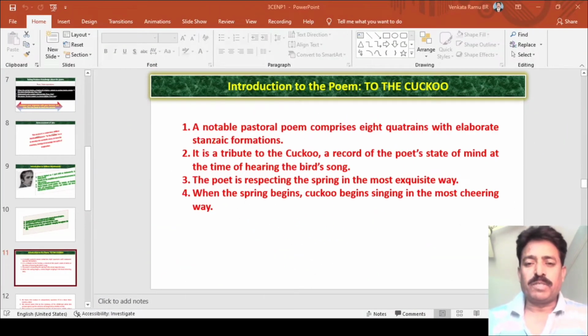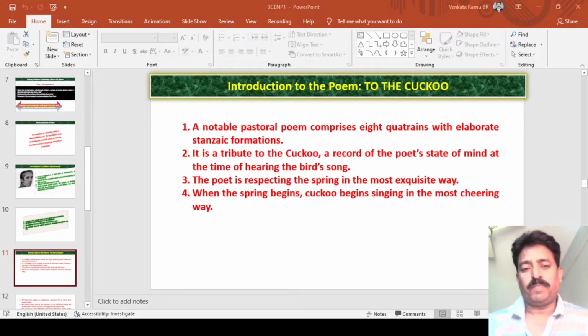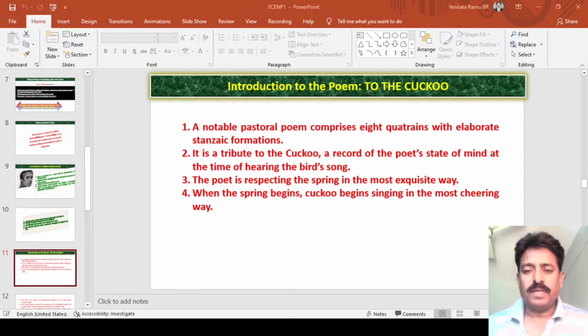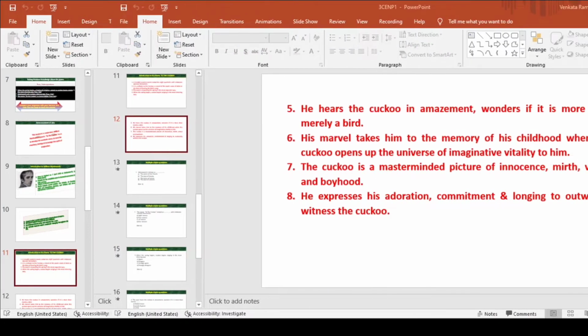Now let's come to the introduction to the poem, To the Cuckoo. To the Cuckoo is a notable pastoral poem comprising 8 quatrains with elaborate stanza-like formations. It's a tribute to the cuckoo, a record of the poet's state of mind at the time of hearing the bird's song. The poet is respecting the spring in the most exquisite way. When the spring begins, the cuckoo begins singing in the most cheering way.